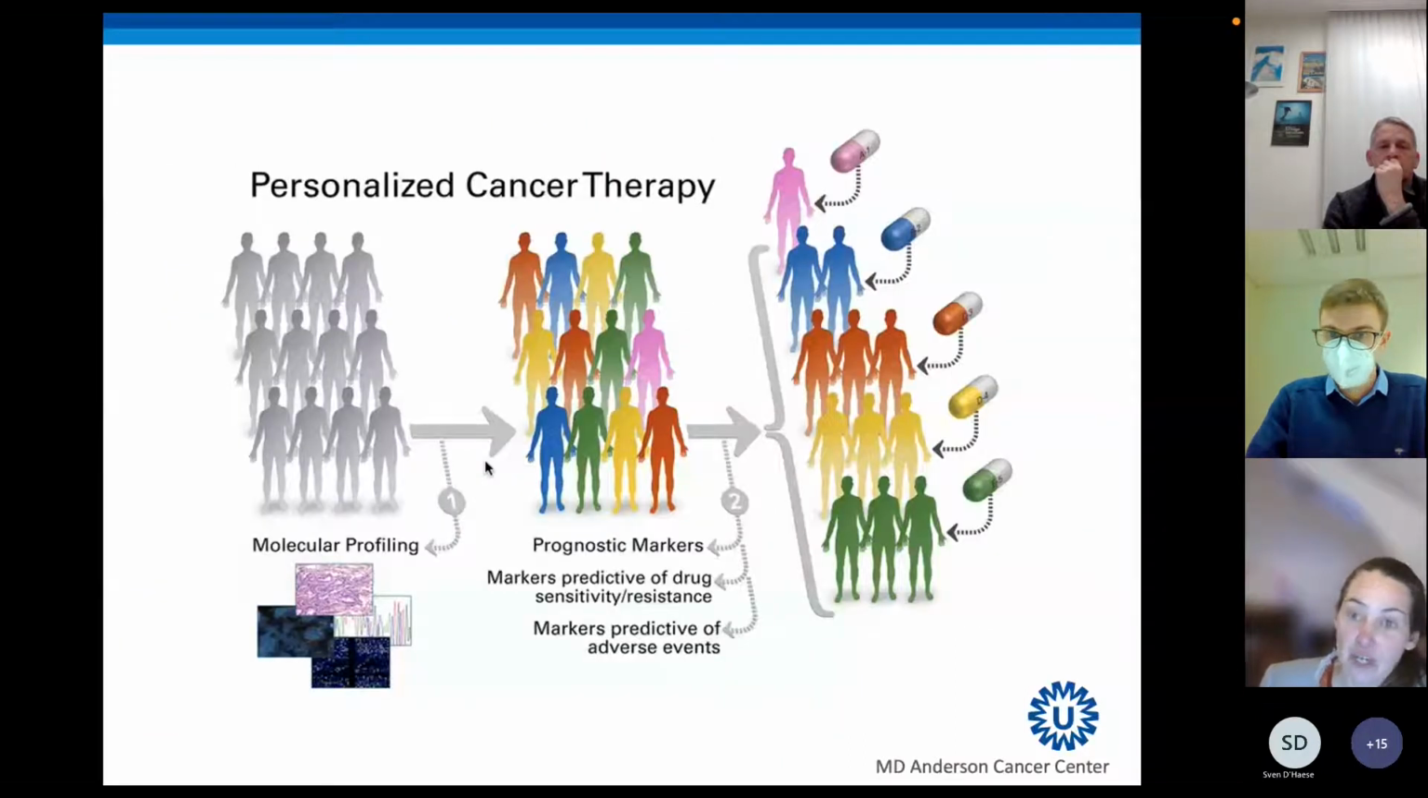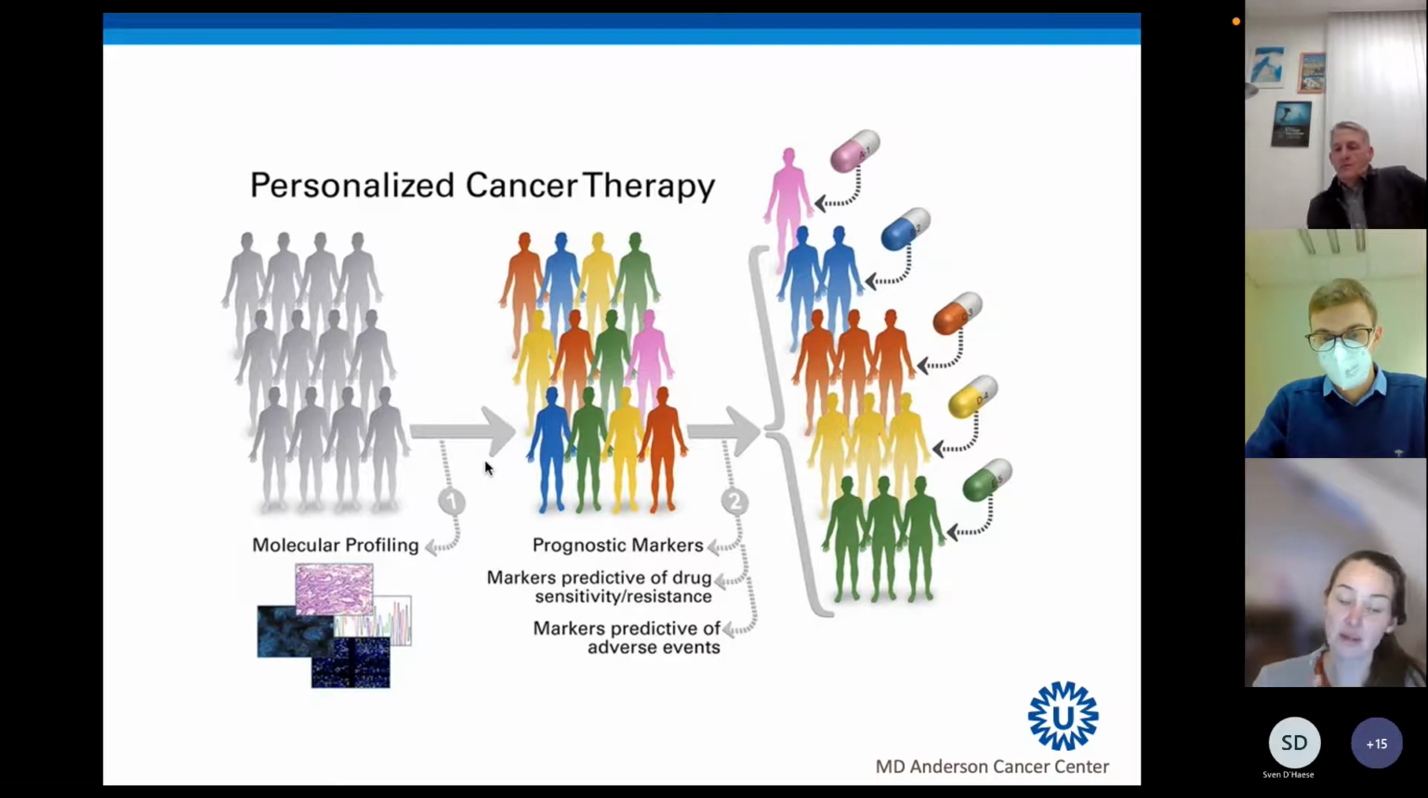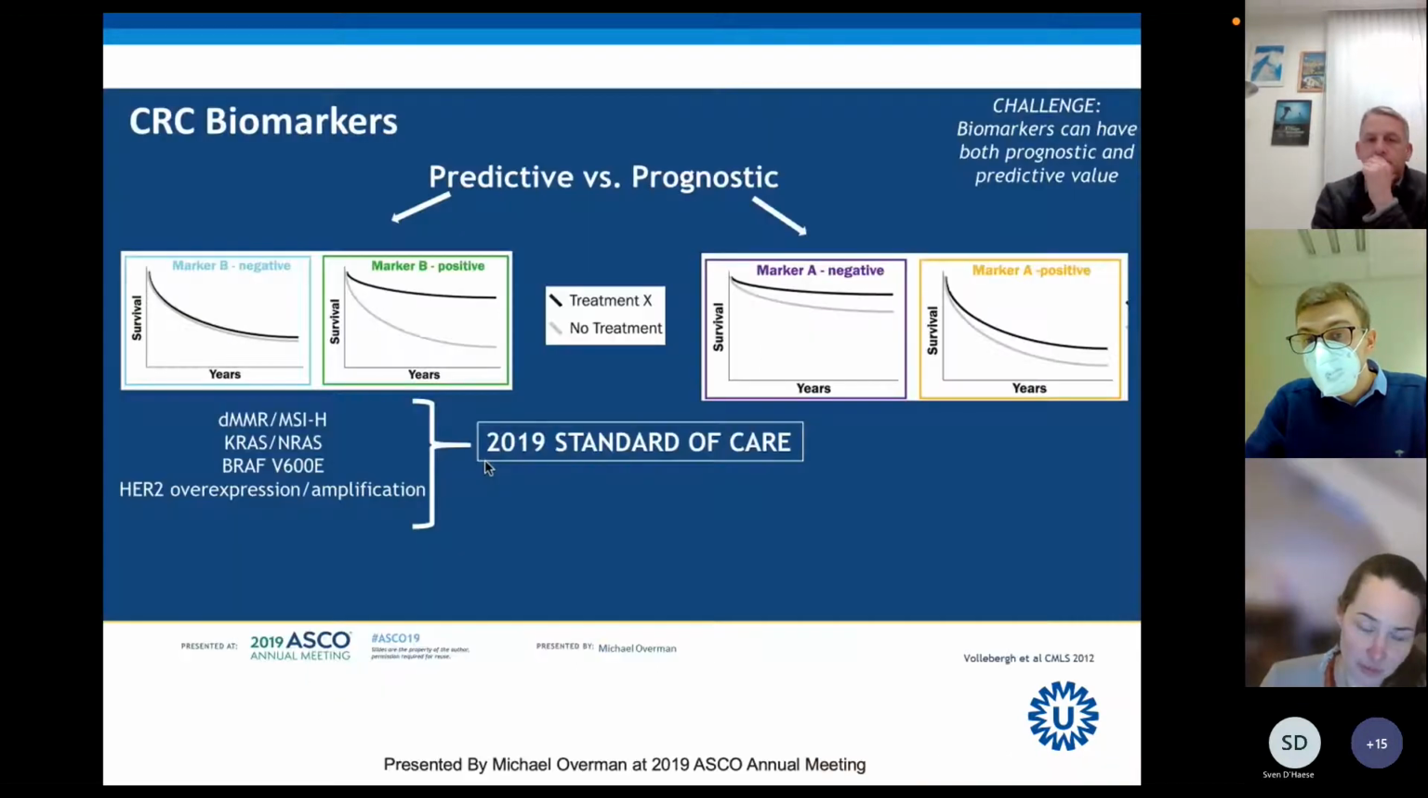What the ideal situation would be is that you would have a molecular profile, markers to predict drug sensitivity or resistance. Ideally, you would also have markers to predict adverse events, so predict toxicity. And when you combine all these markers, you can go for personalized medicine and really treat patients with the most optimal treatment. We are not there yet, but we are moving towards this ultimate goal.